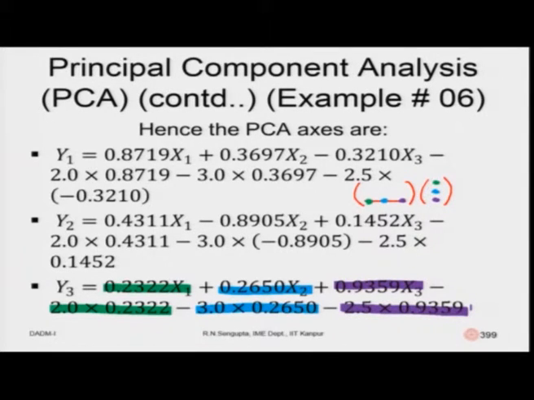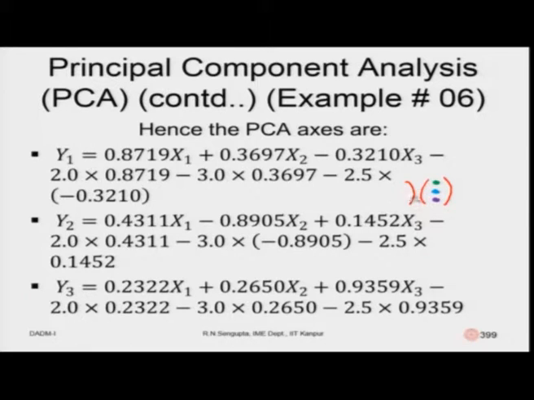And this 2.5 is coming because of the mean value of x 3, which is mu 3. So, once we do the calculation, these would give me y 1, y 2 and y 3, which are orthogonal to each other. We will prove that, do not worry, we will prove that y 1, y 2, y 3, which are principal component 1, principal component 2, principal component 3, are orthogonal. Take that into consideration.